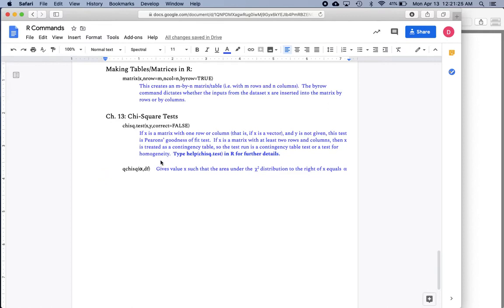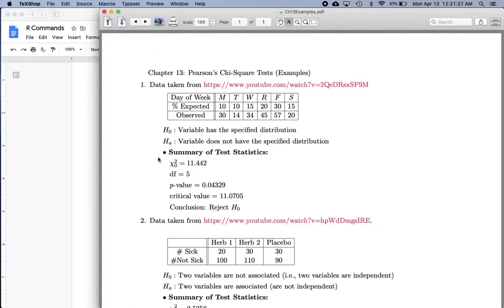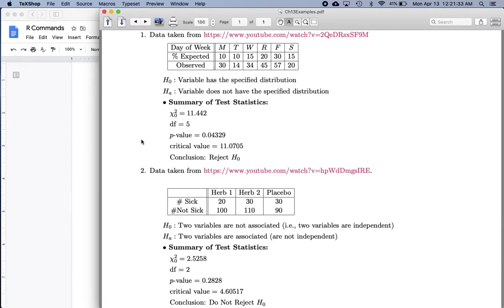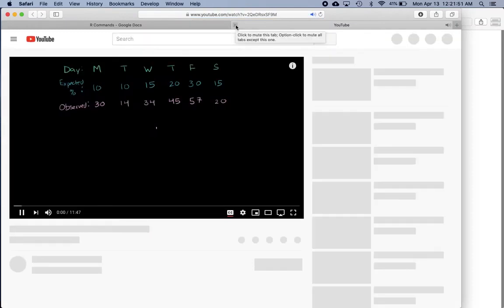So what I want to do is go through the data that's taken from the 3 videos. These are the 3 videos that I've posted on our module for this chapter. And I want to show you how to run these tests using the magic of R. So the first problem was taken from the video where Sal is going to open the restaurant.